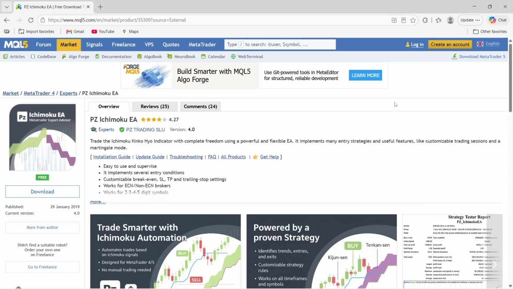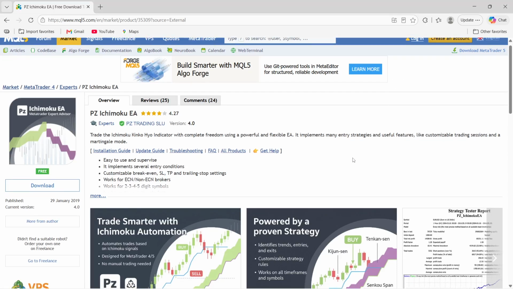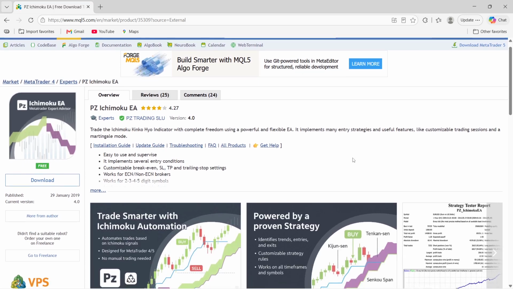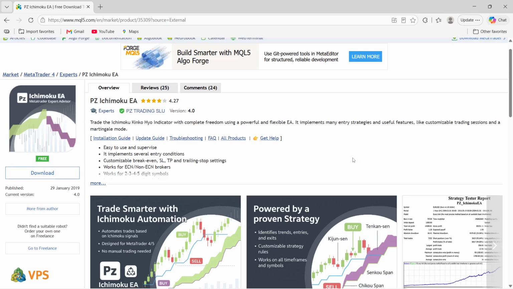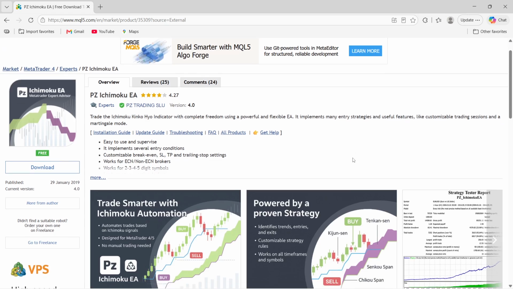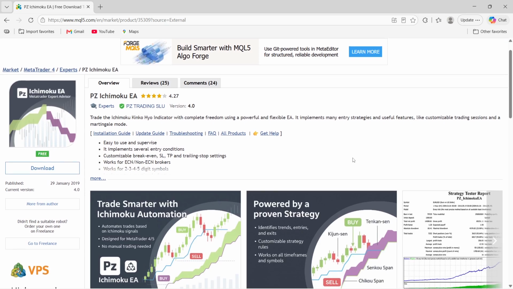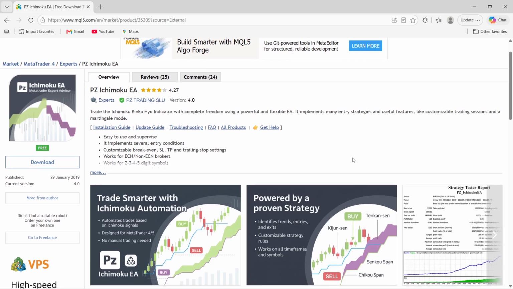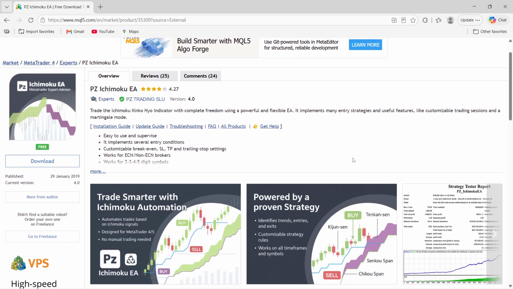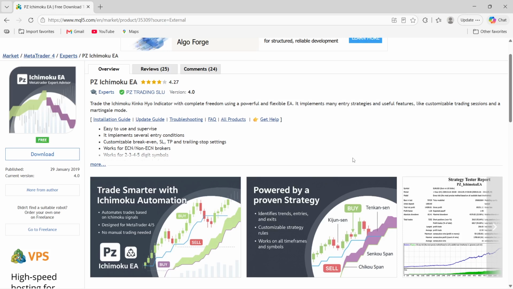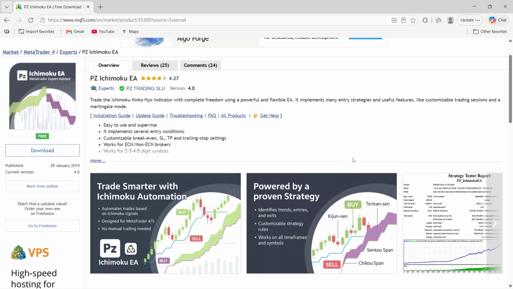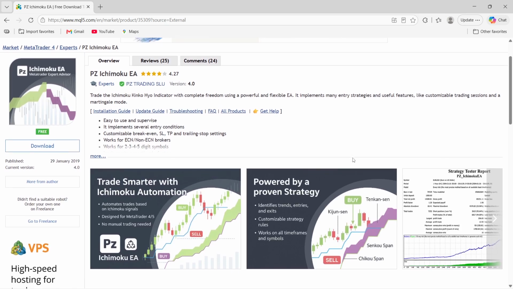Hello traders, in today's video we're going to be taking a close look at the PZ Ichimoku EA for MT4 and MT5. This one's from Point Zero Trading and it's been around for a while. It's marketed for free as a flexible, customizable expert advisor built around the classic Ichimoku Kinko Hyo indicator. If you're into trend following systems or you already trade with clouds and lines, this might catch your interest, but as always, we are going to break it down realistically.